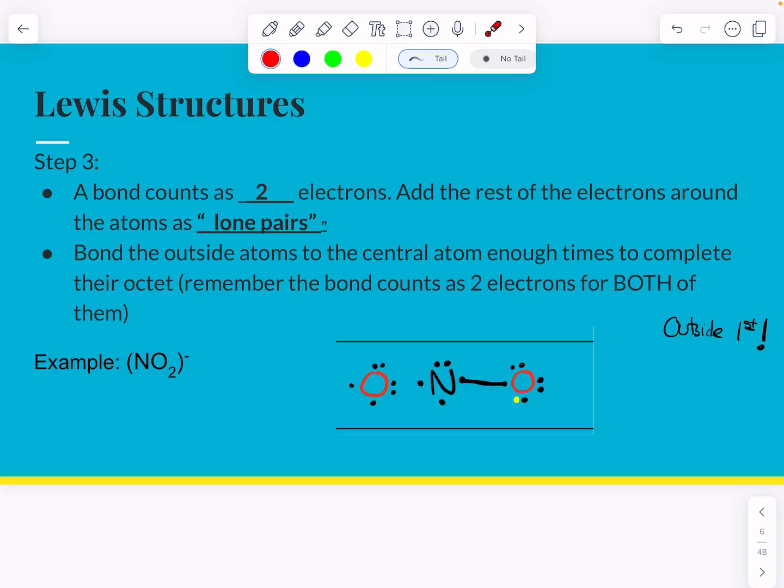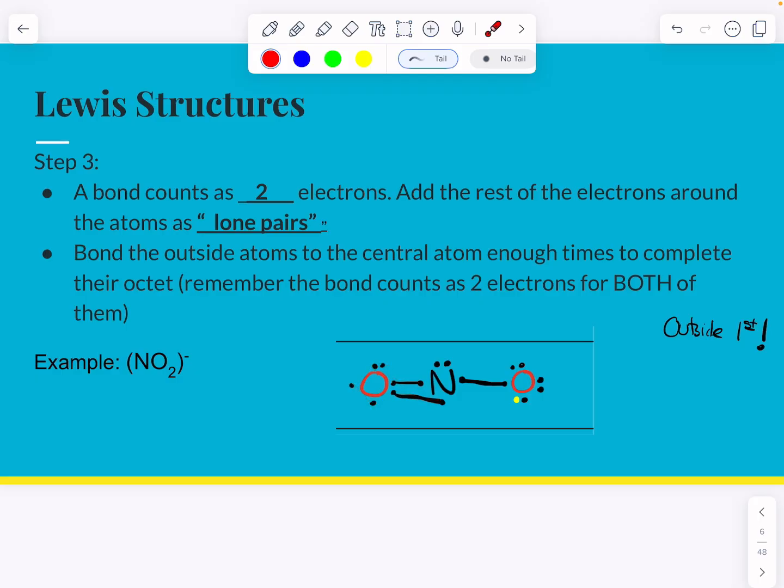Okay, going to the other side of our molecule, this one has 1, 2, 3, 4, 5, 6. So in order to get 8, this one's going to need to do a double bond. So I'm going to go 1, 2, like so. Okay. So now if I count it to check, we have 2, 4, 6, 8. Oxygen is good.